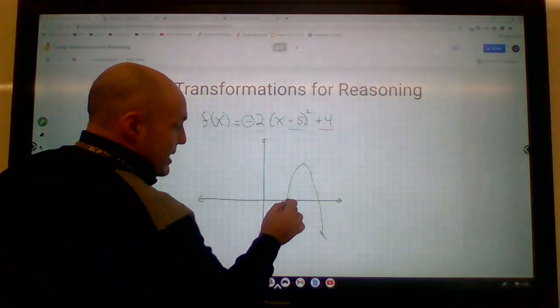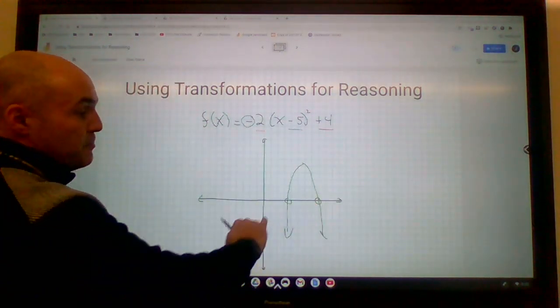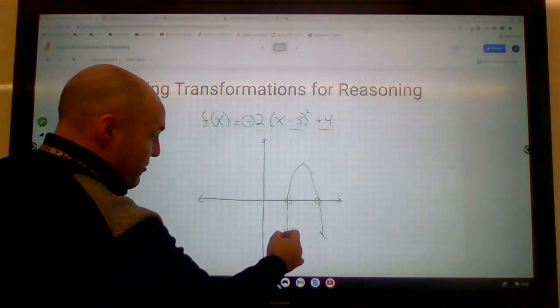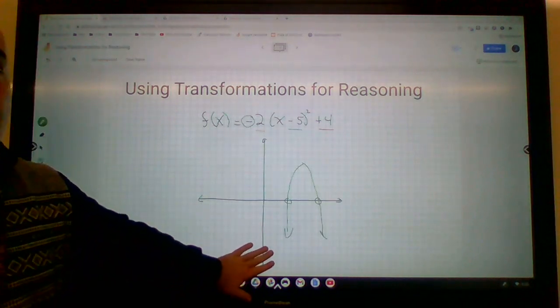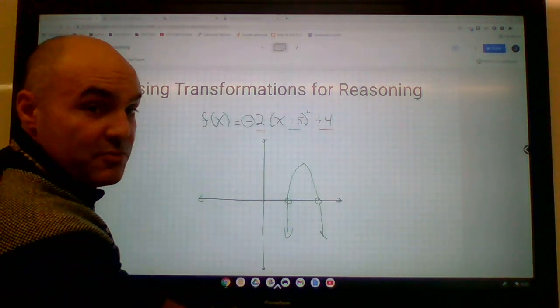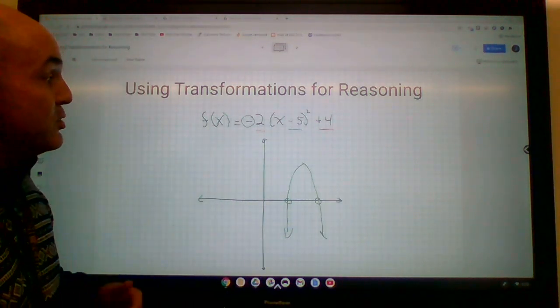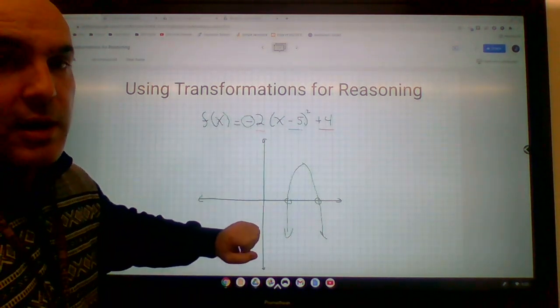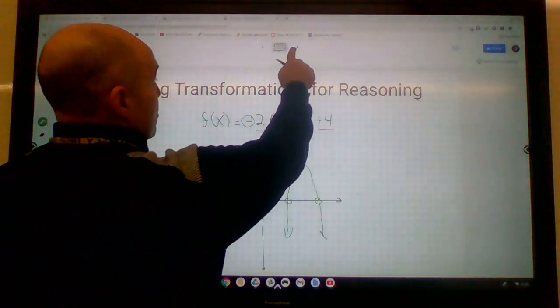So if I'm looking for my zeros, I can see that both of my zeros, my x-intercepts, have to be positive, and this graph is going to accelerate down. So my y-intercept is going to be very, very far down the graph. Okay, so a large negative value would make sense because of how we know the shape is going to graph.